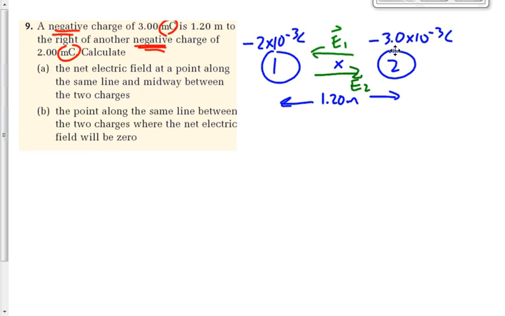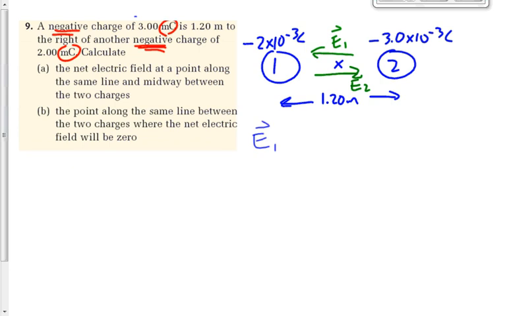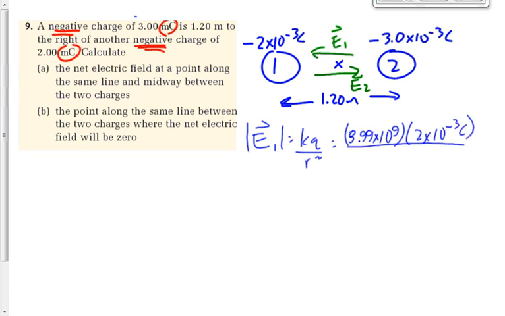Let's get the value of both of those fields. That part of it's relatively straightforward. E1 is KQ over R squared. We're dropping the sign of the charge as we always do in an equation. The distance here is going to be 0.60 meters, and we got to square that. Who has a value for E1 there? What is it? 4.99 times 10 to the 7 newtons per coulomb.